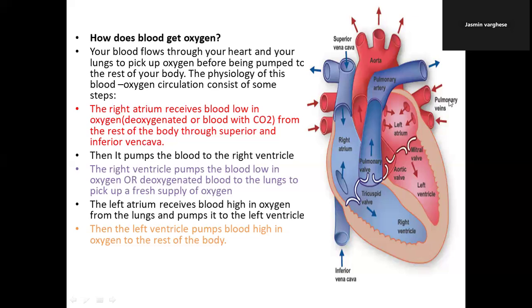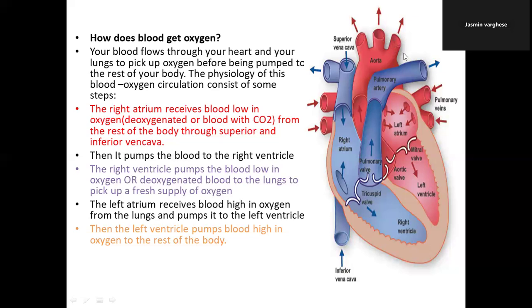Then the left atrium receives pure blood through the pulmonary veins. From the left atrium, it will go to the left ventricle. During that time, the mitral valve will open. As soon as it fills, it will close. Then from the left ventricle, the aortic valve will open and the blood will go to the aorta. From the aorta, it will go to all parts of the body.